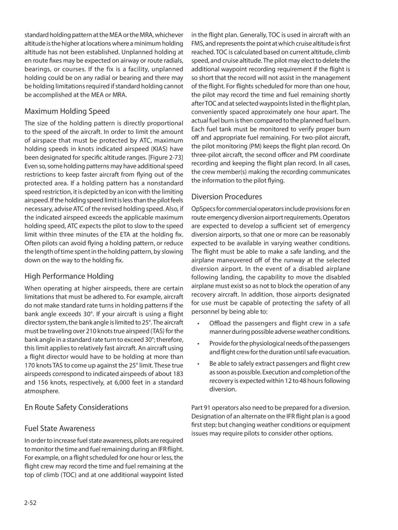Diversion procedures. Op specs for commercial operators include provisions for en-route emergency diversion airport requirements. Operators are expected to develop a sufficient set of emergency diversion airports, so that one or more can be reasonably expected to be available in varying weather conditions. The flight must be able to make a safe landing, and the airplane maneuvered off of the runway at the selected diversion airport. In the event of a disabled airplane following landing, the capability to move the disabled airplane must exist so as not to block the operation of any recovery aircraft.